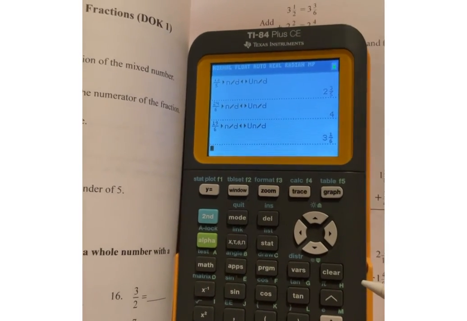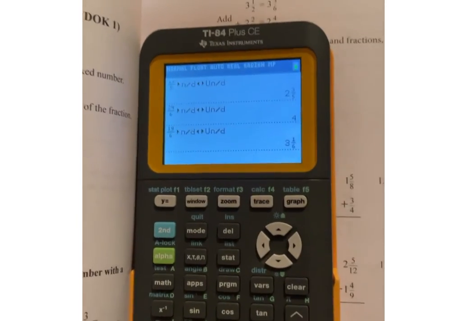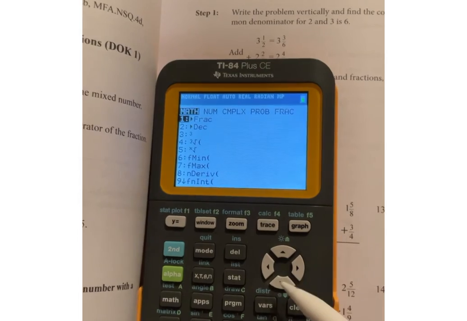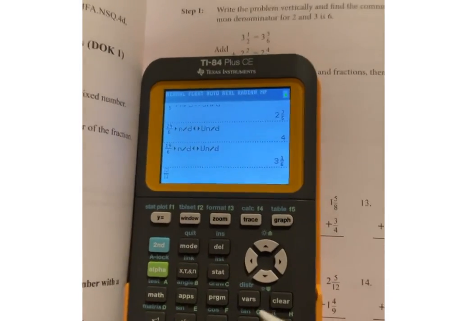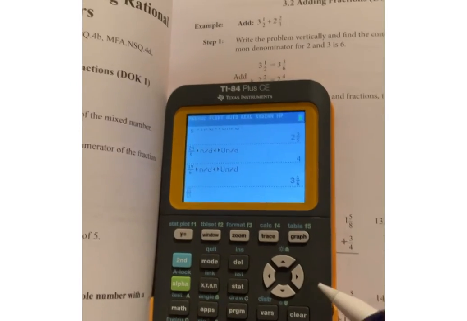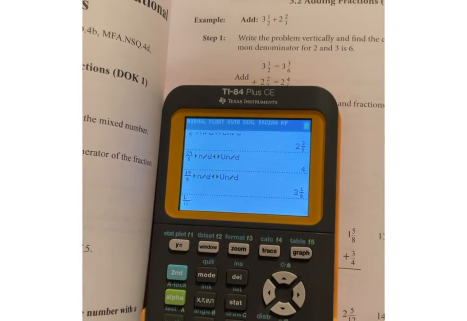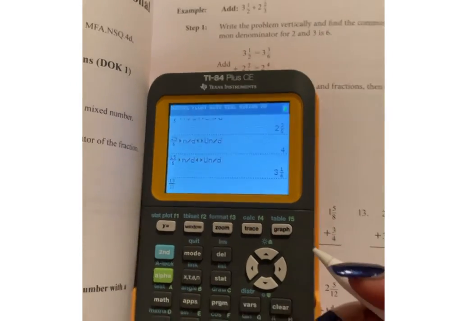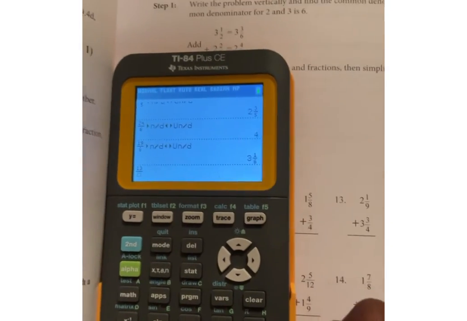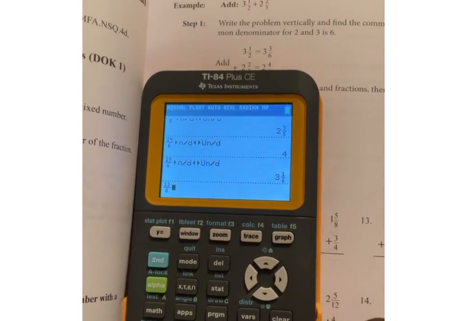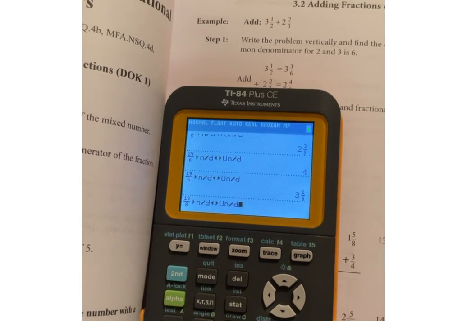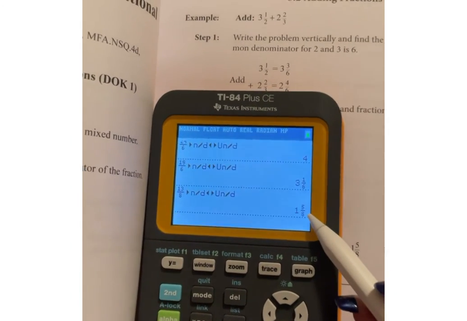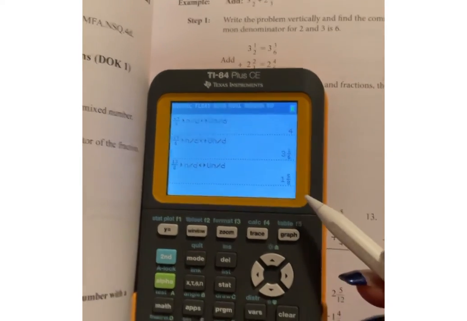All right, let's go to number 7. Math. So you'll get quicker with it because you're doing the same idea. So we got 13 at the top, and we're putting 8 at the bottom. Arrow over, math, backwards, 4, enter. We get our answer is 1 5/8.